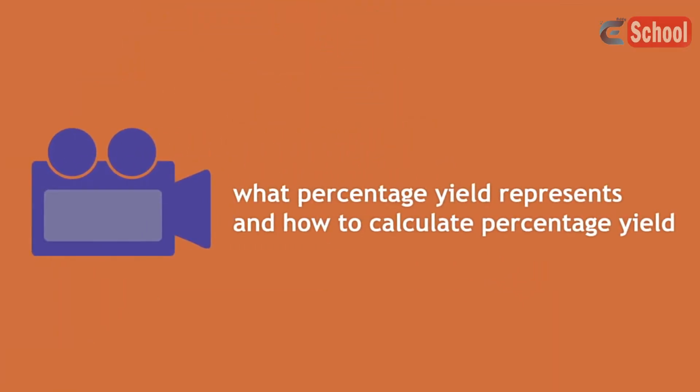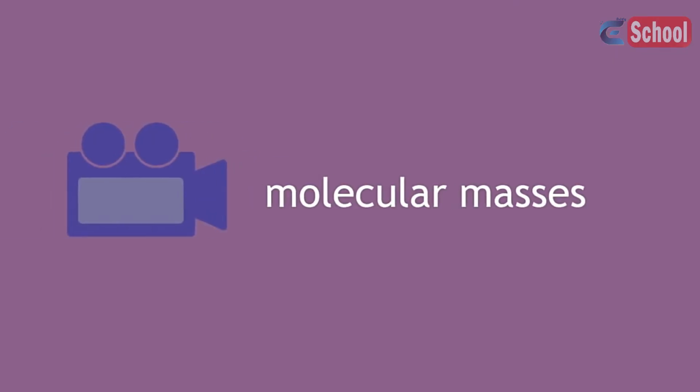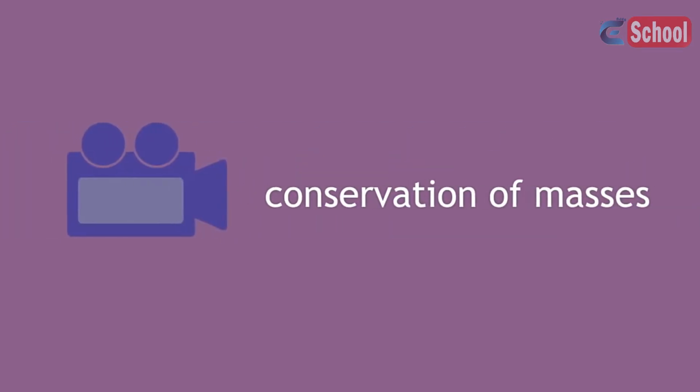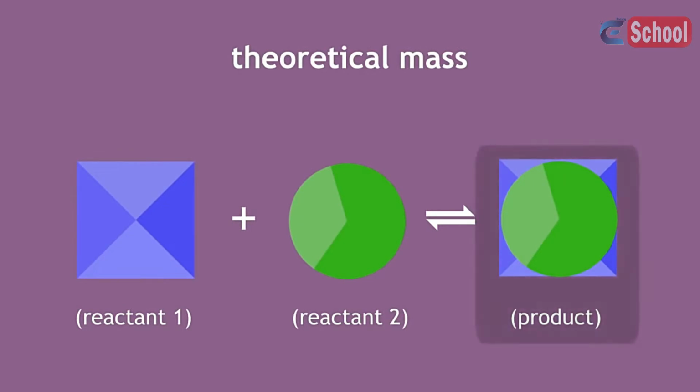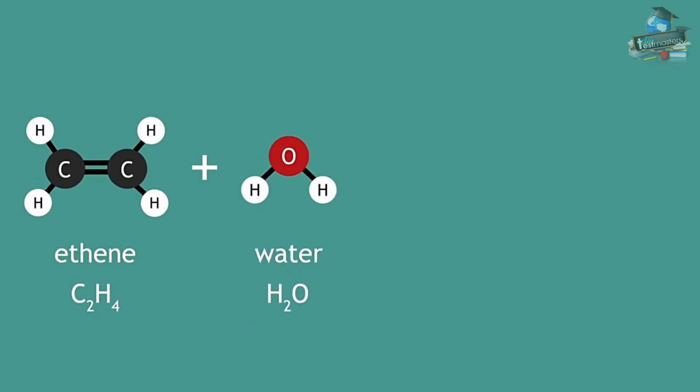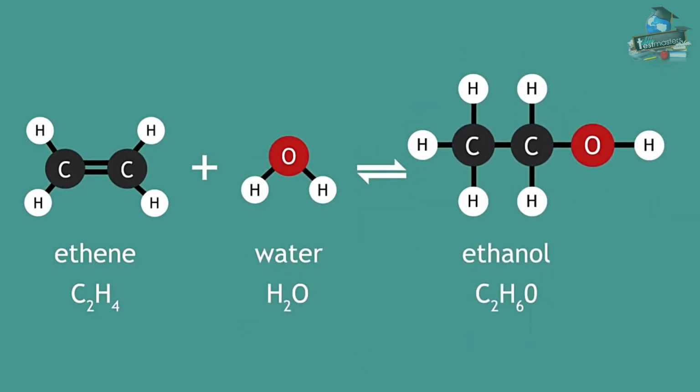In this lesson, we will learn what percentage yield represents and how to calculate percentage yield. As you will have seen in our videos on molecular masses and conservation of mass, it is possible to predict the theoretical mass of products formed in a reaction. For example, take the reaction of ethene and water to produce ethanol.